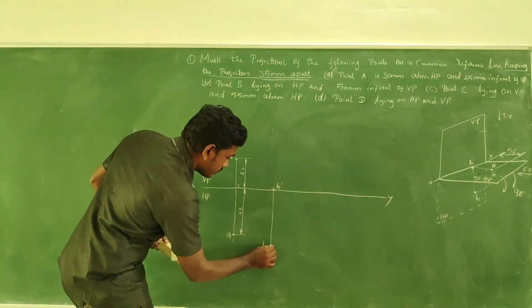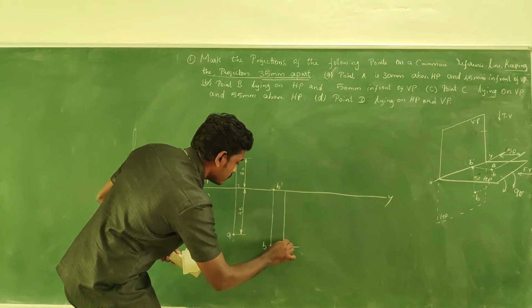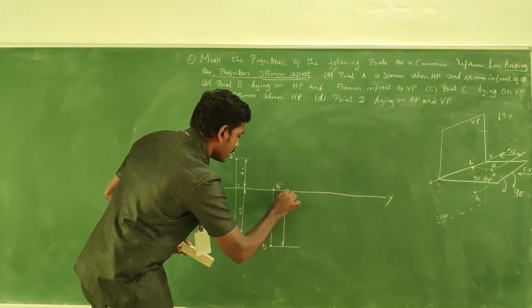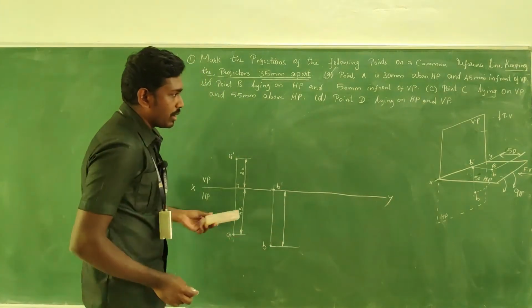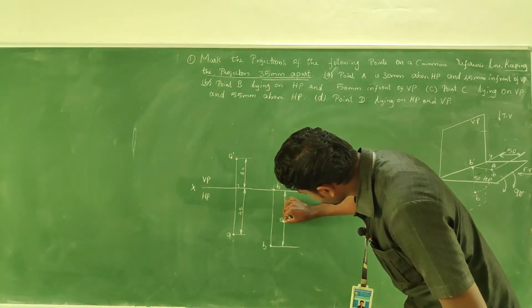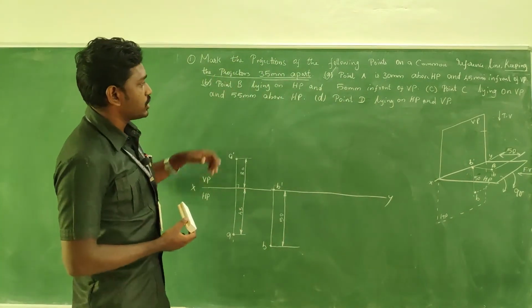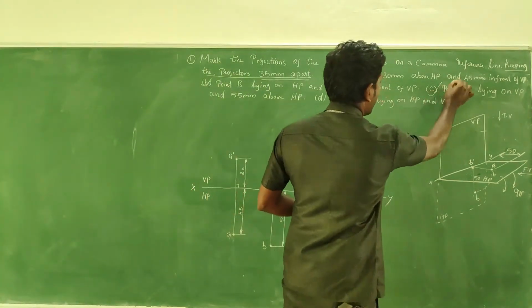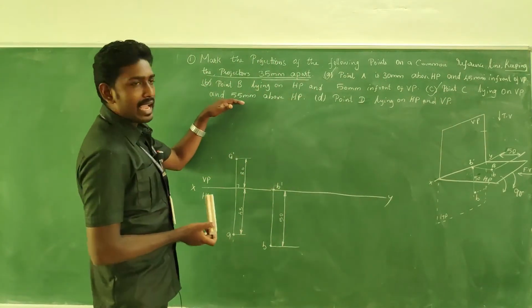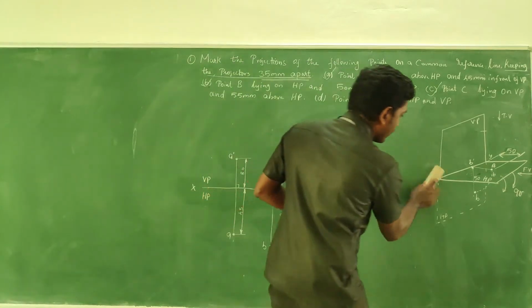And give the markings for the dimension. Draw the dimension line like this with filled arrows and write above the line: 50. Right, 50. What about the next condition? The third one: point C lying on VP and 55 mm above HP. So we have to do the same work.